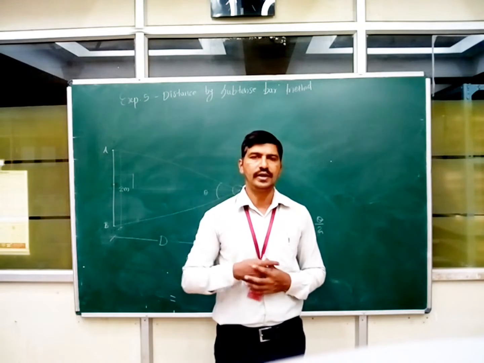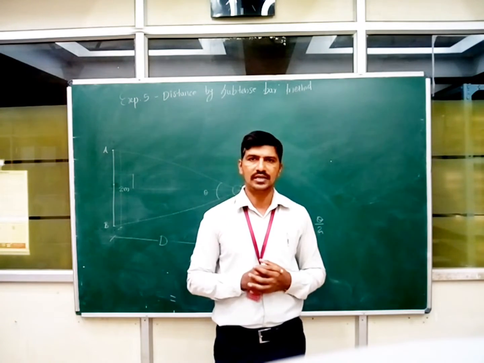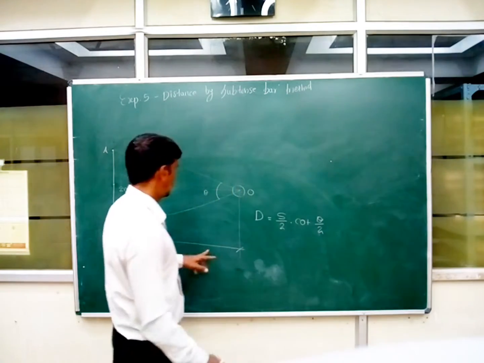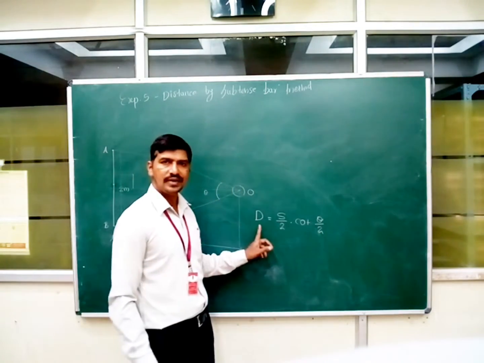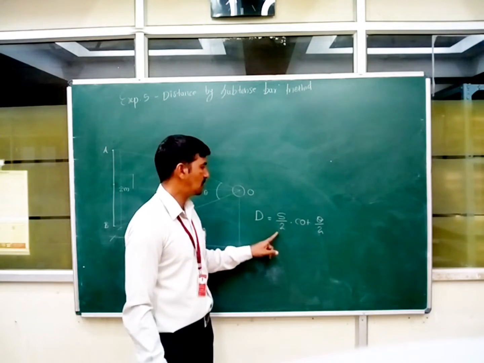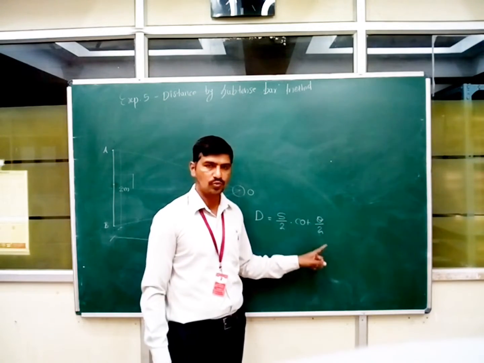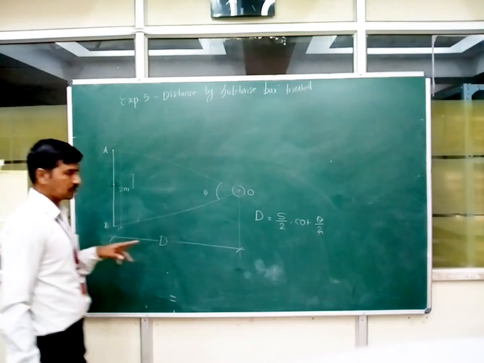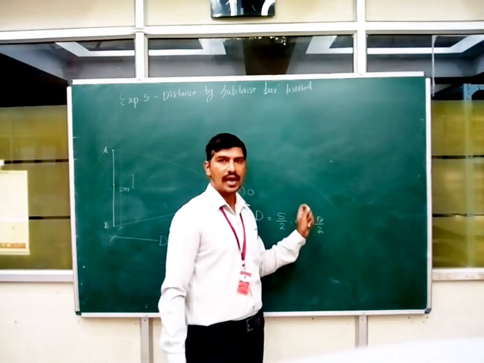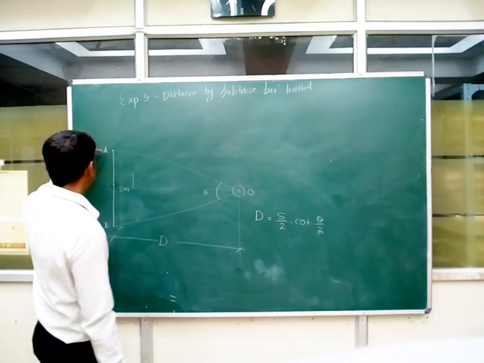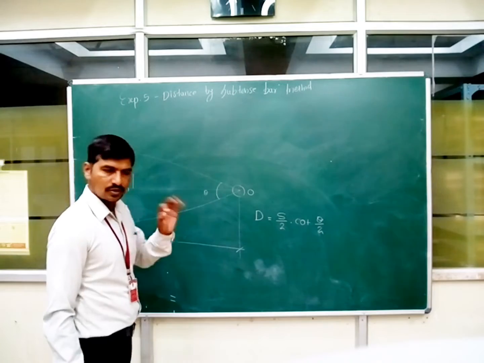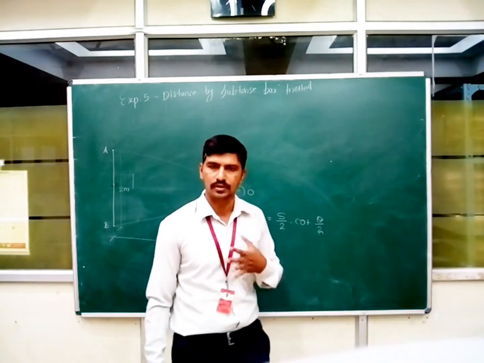We will go on the field, we will take the measurements, and then I will give you the observations, and you have to calculate this distance by using the formula D is equal to S upon 2 into cot of theta upon 2, where S is your distance between target A and target B, and theta is your angle between the two targets A and B. Okay students, so let us go on the field.